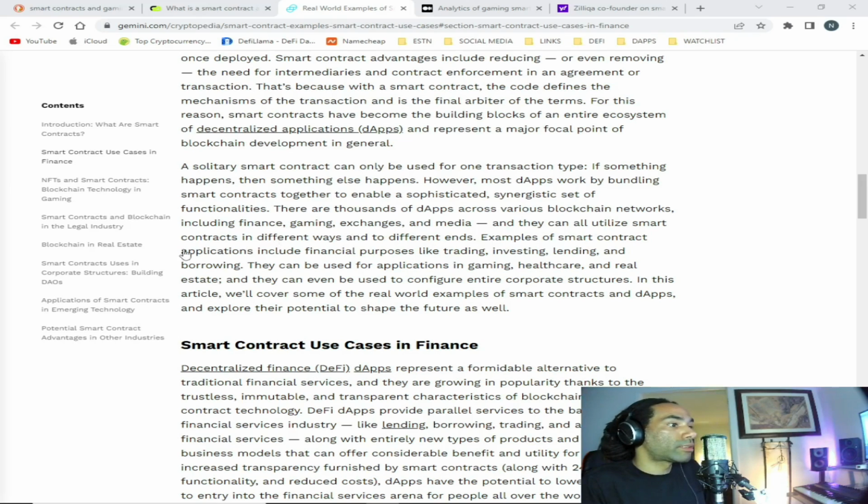Examples of smart contract applications include financial purposes like trading, investing, lending, and borrowing. They can be used for applications in gaming, healthcare, and real estate. And they can even be used to configure entire corporation structures. In this article, we'll cover some of the real-world examples of smart contracts and decentralized apps, and explore their potential to shape the future as well.